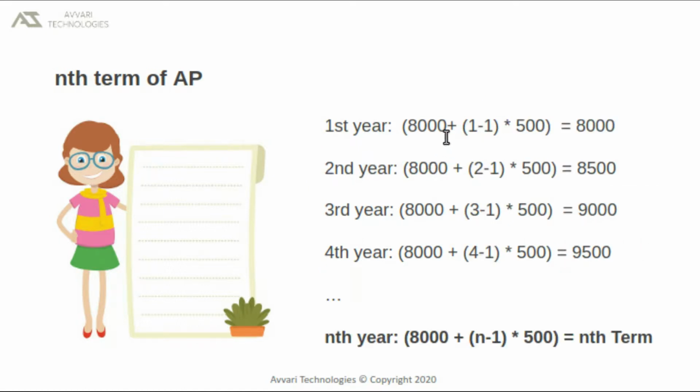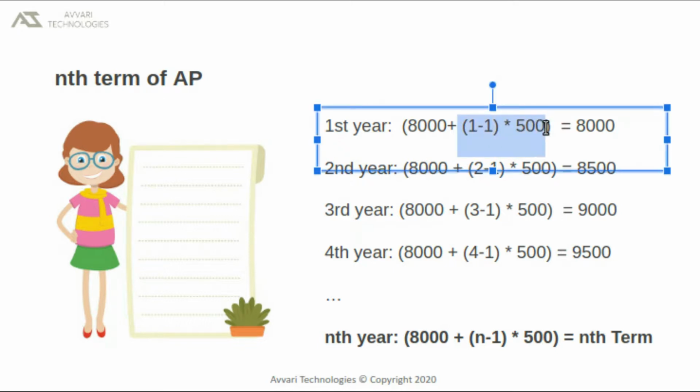First year her salary was 8000 rupees and there was no increment. So we can write 8000 plus 1 minus 1 into the common difference. 1 minus 1 is 0. 0 multiplied with anything is 0. So 8,000 plus 0 is 8,000. In the second year, she got an increment of 500 rupees. Her initial salary was 8,000 rupees plus 2 minus 1, second year minus 1, that is 1 into 500, which is 500. So 500 plus 8,000 is 8,500.